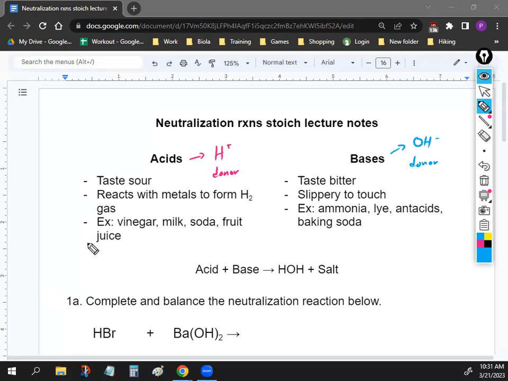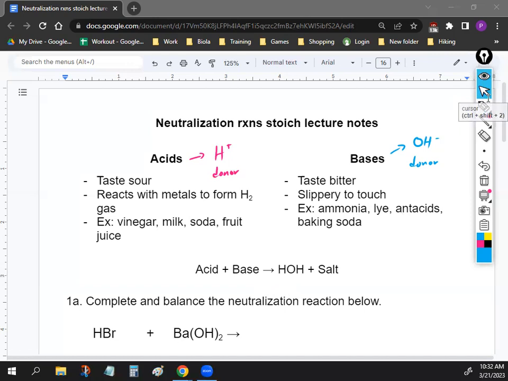Okay. Bases are things that you might be a little less familiar with. We don't really eat bases very much. They taste bitter though, and they feel very slippery. Things like ammonia, lyes, cleaning materials, antacids, baking soda, those are all examples of bases.